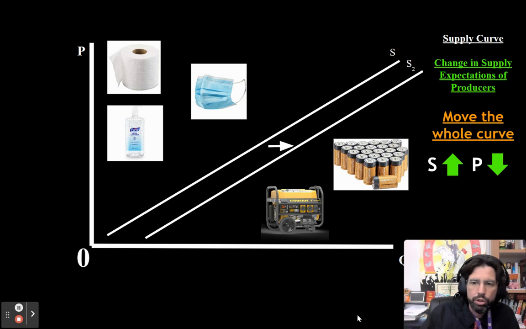Same thing with batteries and generators and those kinds of things. When people are freaking out over wildfires and PSPSs and power shutdowns, then I am going to say, oh, right now people are really driving the price of this up. And I think the price is going to drop later on. So what am I going to do here? I'm going to supply as much product as I can.